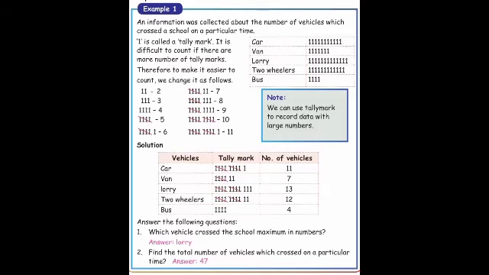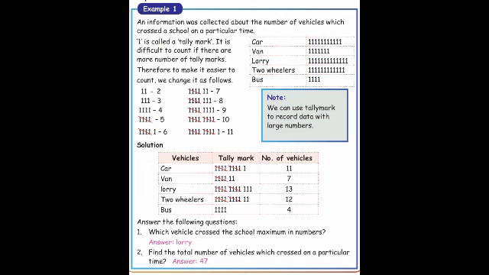Move on to the next. 1, 2, 3, 4. Again cross, which is called 5. The one more thing is 1. So totally 11 cars. The same way we are going to do for the next vehicles also. That is van, lorry, two-wheeler and bus. Yes, my dears, did you understand how to draw the tally mark?